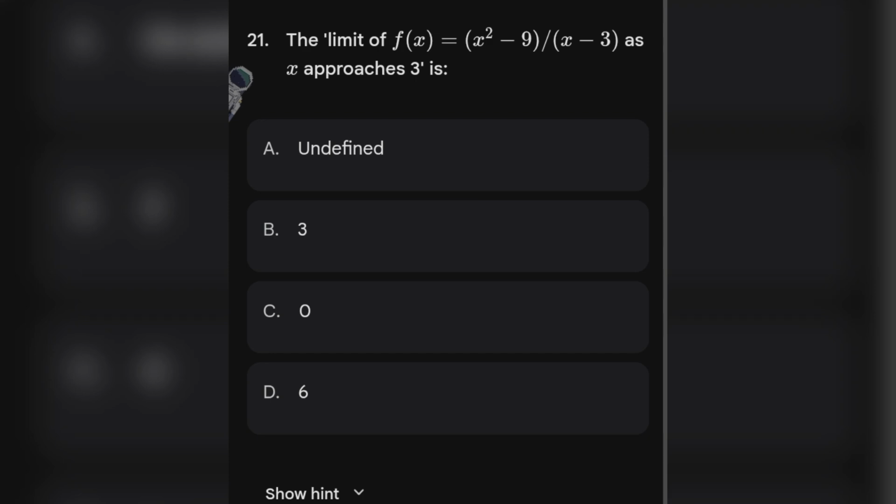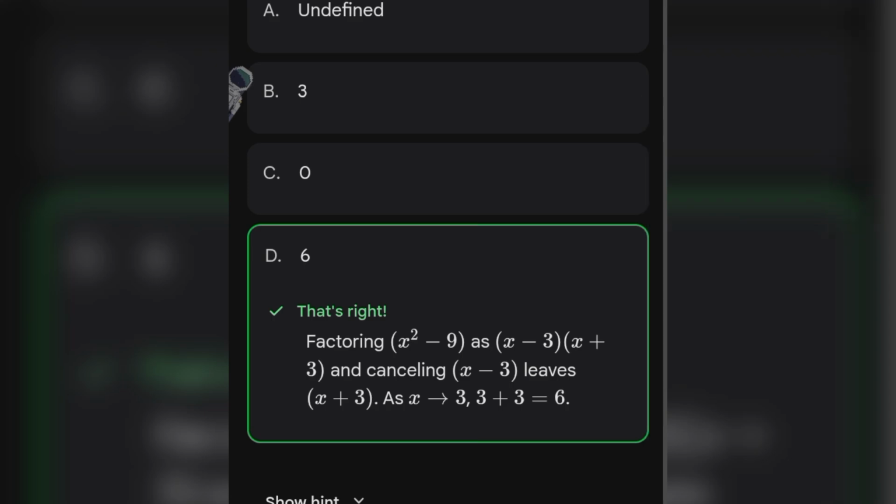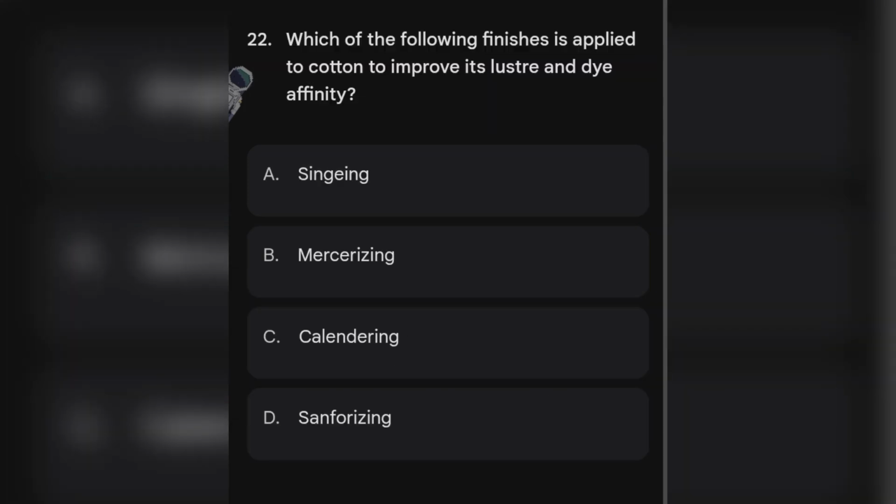Limit questions of this type are frequently asked, and these questions are very common and very simple. Here, first of all, x square minus 9 we can write as (x minus 3)(x plus 3), where x minus 3 will be cancelled by the denominator x minus 3, and the remaining will be x plus 3. As x approaches 3, 3 plus 3 is equal to 6. You can see the solution for that.